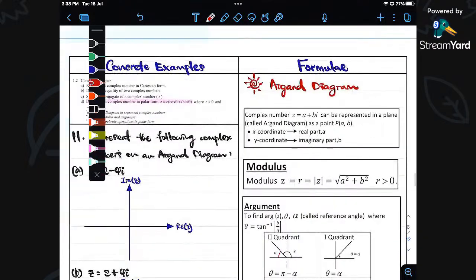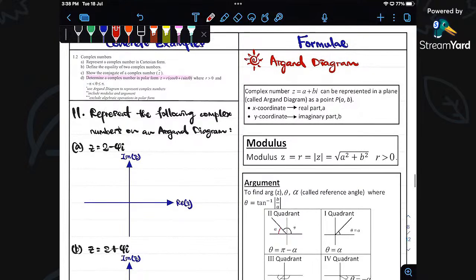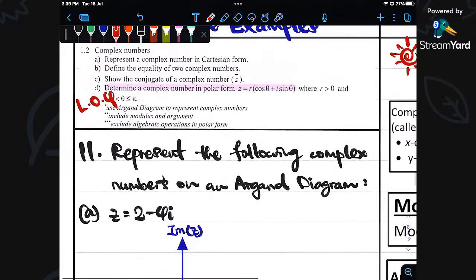So now our goal, my mission is my last learning goal yang keempat, iaitu determine the complex number in polar form. Okay, benda ni baru bagi you all. You all tidak pernah dengar perkataan polar form. Inilah pertama kali you all dengar.